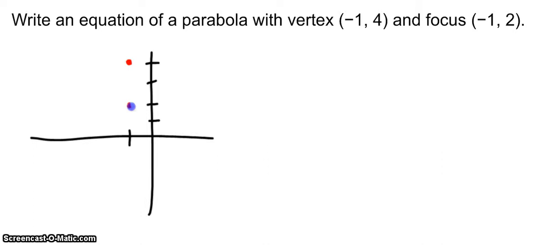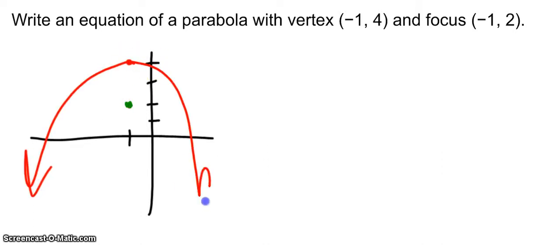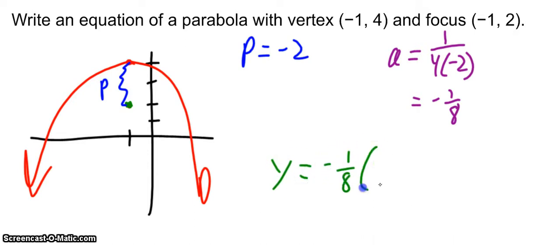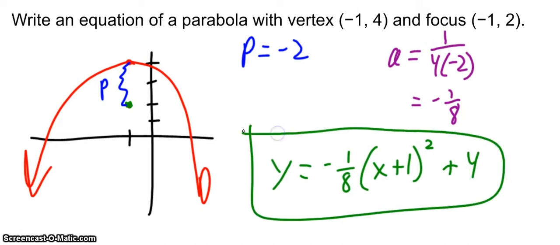Since this is the focus, color that in green, and the red is the vertex, I know that the parabola has to open down. I know this distance here has to be p. That distance is 2, so I know p is -2 since it's opening down. So my equation then, I know a equals 1 over 4 times -2, so -1/8. I know the vertex, so I know the equation of the parabola is y equals -1/8 times (x plus 1) squared plus 4, because we knew the vertex.